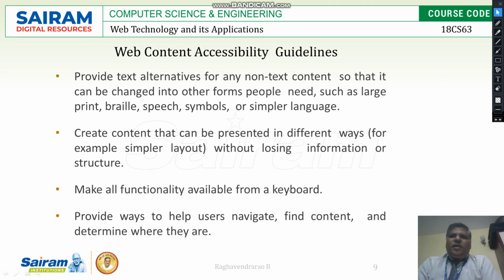Now the guidelines are there for this accessibility. Provide text alternatives for non-text content so that it can be changed into the forms people need. Suppose some blind people are there, Braille lipi is for them. Speech recognition, symbols, and different languages can be used. By using that, everybody can use that particular data.